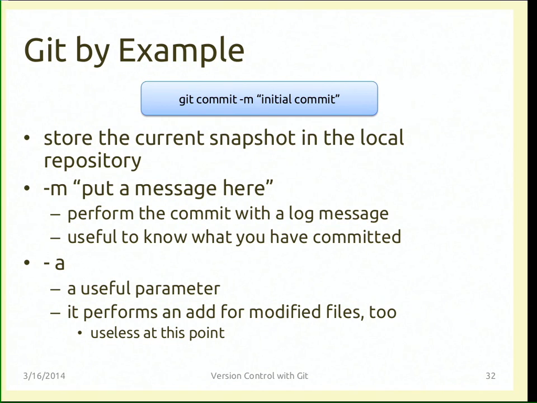Another useful parameter, though not useful at this point, is -a, which also performs an add for already existing files. So you have a new file, you have to add it to the index and then commit. You have a modified file, a file that is already under version control. You can add again and then commit, or you can commit with the parameter -a that also performs an add.